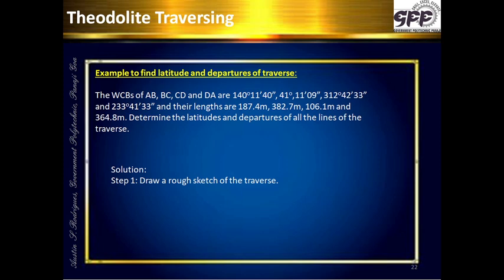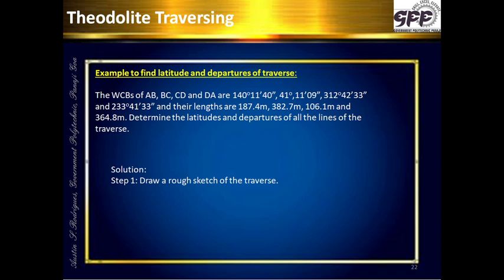Now we have been given a particular condition in which the whole circle bearings of the four lines have been already found out. They have been given to us. The lengths of the respective lines have been given to us. Now the question is we are supposed to find out the latitudes and departures of all these four lines of the traverse.